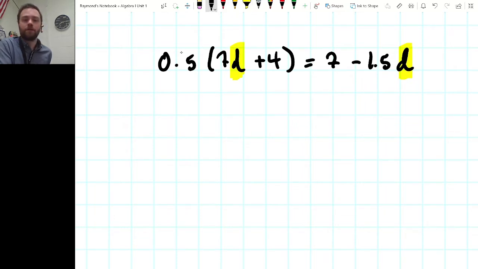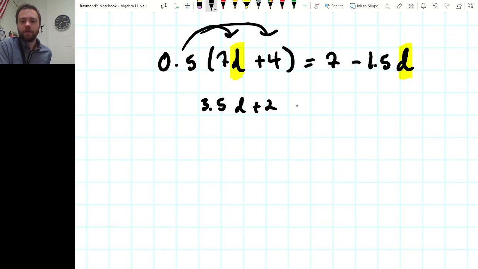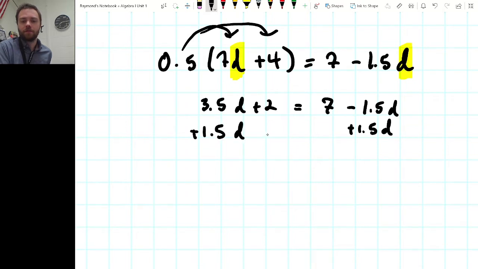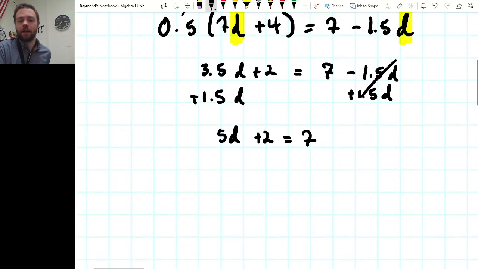So to do that, I'm going to distribute 0.5. So I get 3.5d plus 2 equals 7 minus 1.5d. So I'm going to add 1.5d to both sides of the equation. And I get 5d plus 2 equals 7, right? 3.5 plus 1.5 is 5. Negative 1.5d plus 1.5d will cancel out.